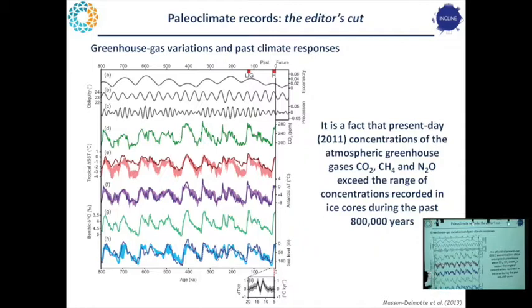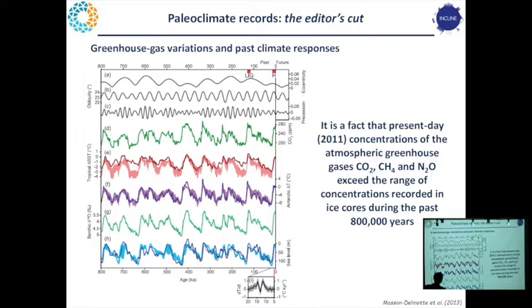Okay. And we have sea level here, all right? And there's a small box showing the rate of change of temperature for the very last deglaciation. Deglaciation is when we go out of the last glacial into the present interglacial.